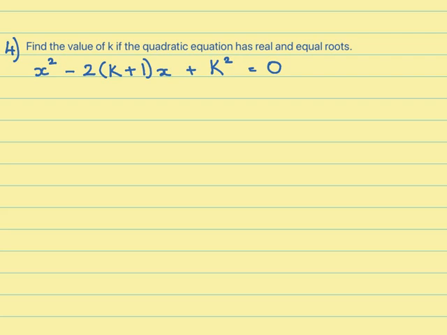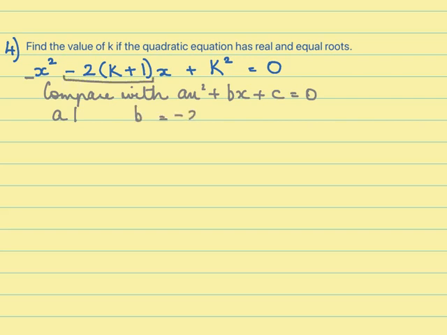Find the value of k if the quadratic equation has real and equal roots. So this is a quadratic, and we need to compare with ax square plus bx plus c equal to 0. Now I'm comparing, our a here will be 1. Now the b will be this, that is minus 2k plus 1. The c will be equal to k square.